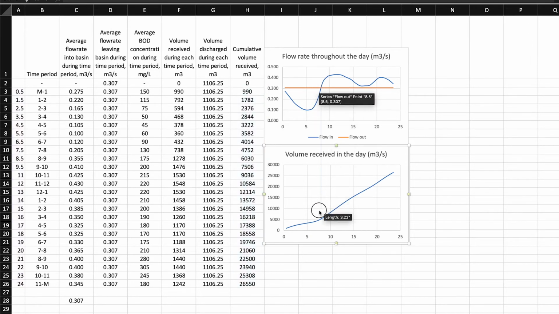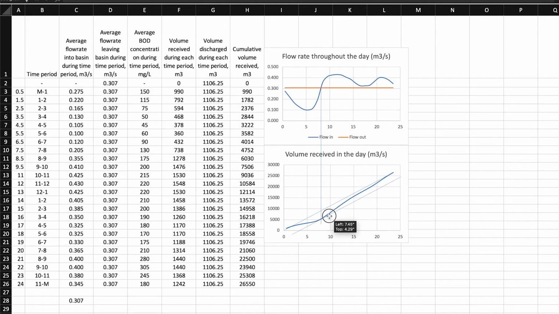All right, now if we take a vertical line and draw it from the point where the flow rate in crosses the flow rate out, that is going to be the time of day when we have 0 cubic meters in the tank. In other words, it's the time of the day when the tank is completely empty. The reason is during the early hours of the morning, we're not really receiving that much flow, but we're still pumping it out at the same constant rate of 0.307 cubic meters per second.